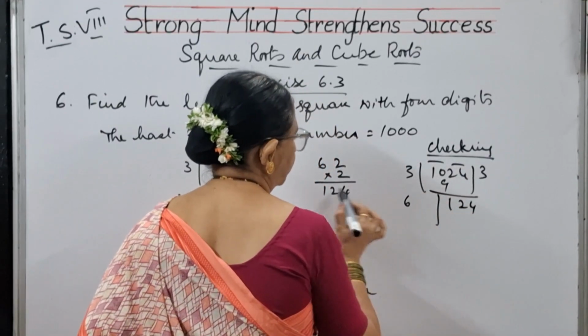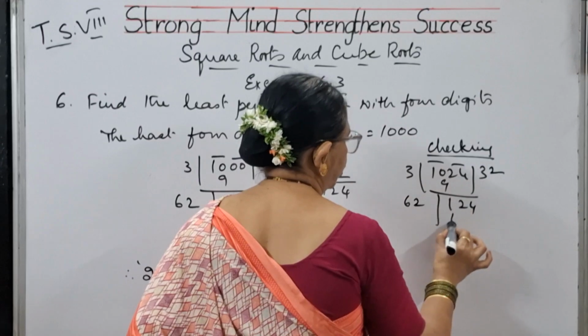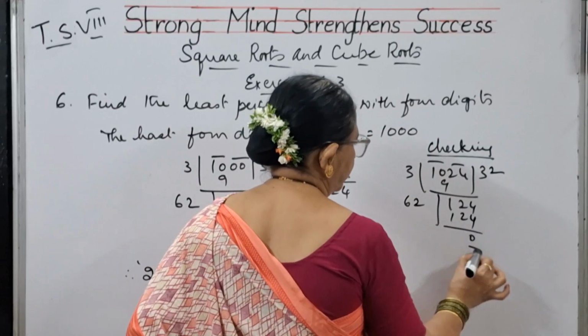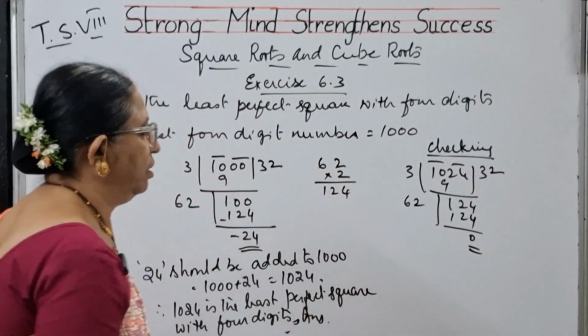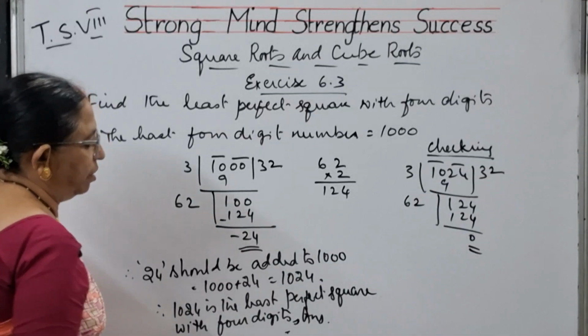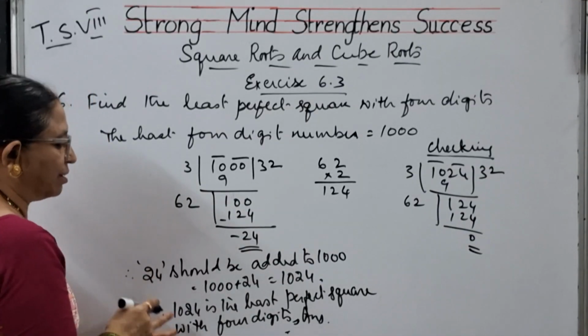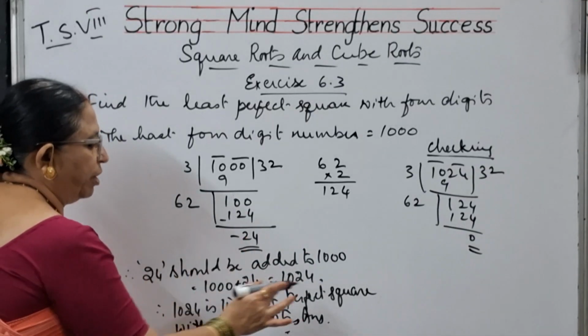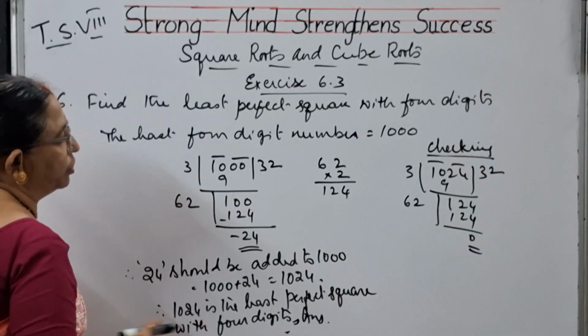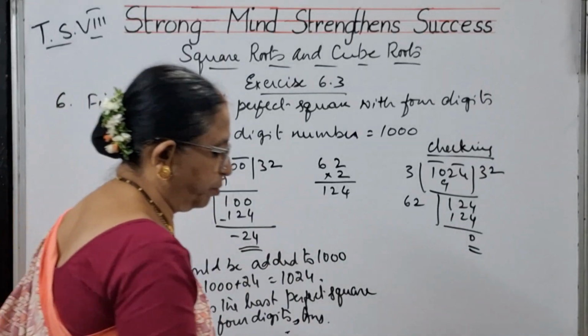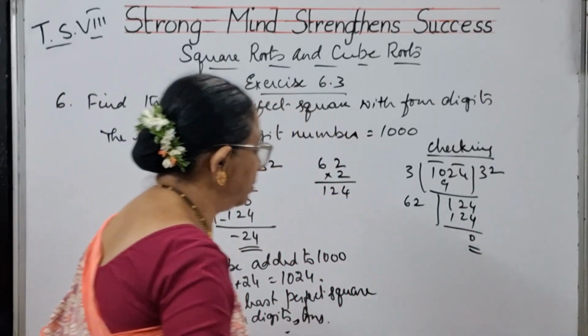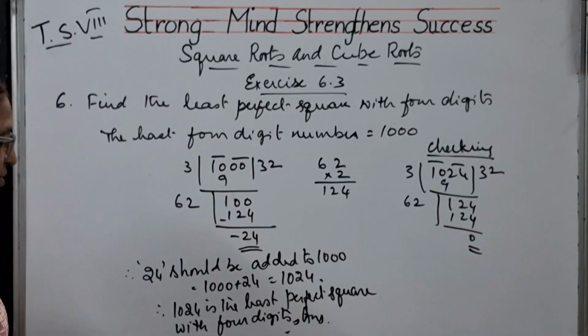3 twos are 6. We have done 6, 2 twos are 4. So you are getting 0. This is checking. So you have got that. It is a perfect square. This is considered as the least perfect square with 4 digits. This is the problem, children. Please note it down. This is the sixth one.